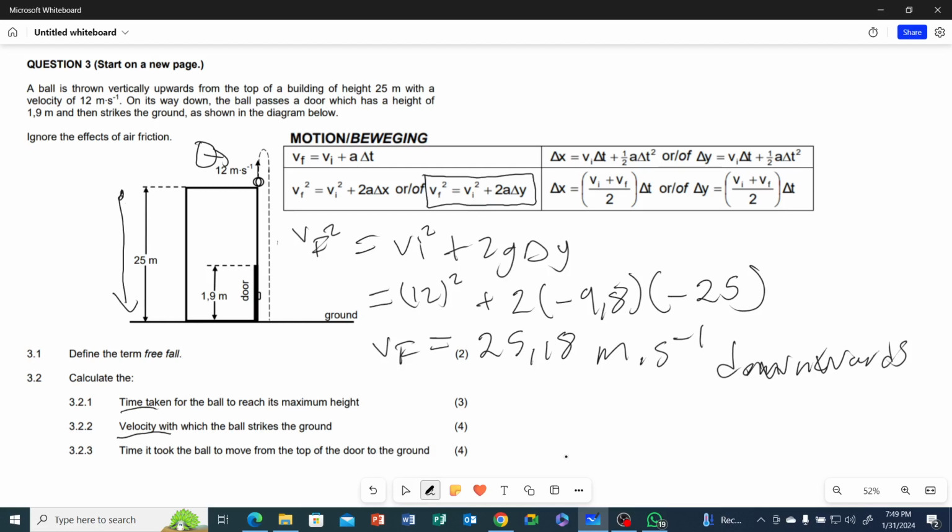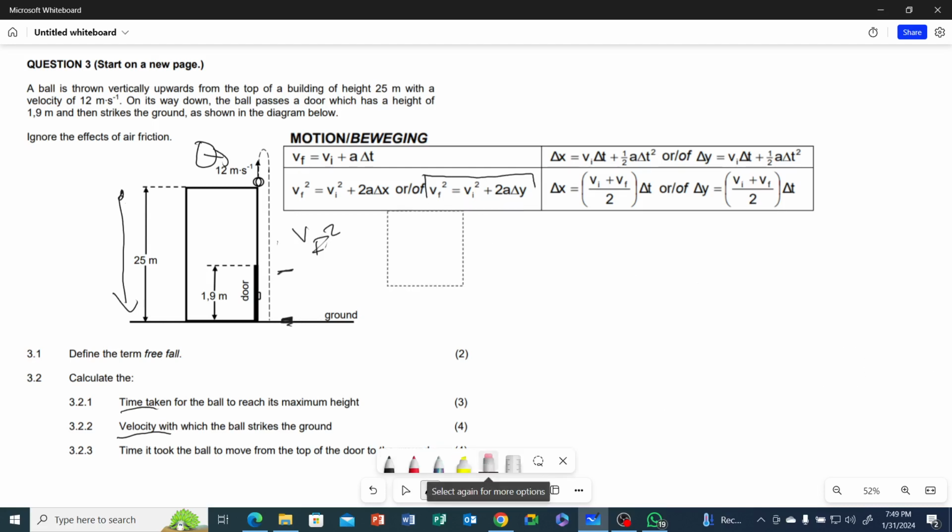Now 3.2.3: the time it took the ball to move from the top of the door, from this point here, to the ground, to this point. That is 4 marks. We need to determine that. Remember guys, if you want to try your luck, you can pause the video and solve it. Then you unpause it and see how we get the answer.